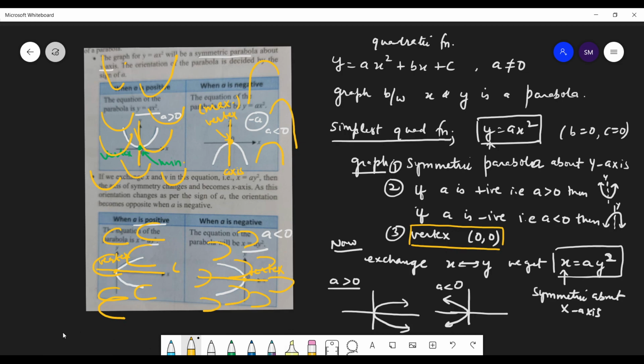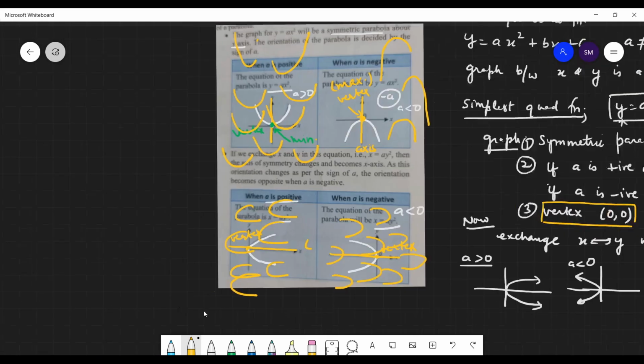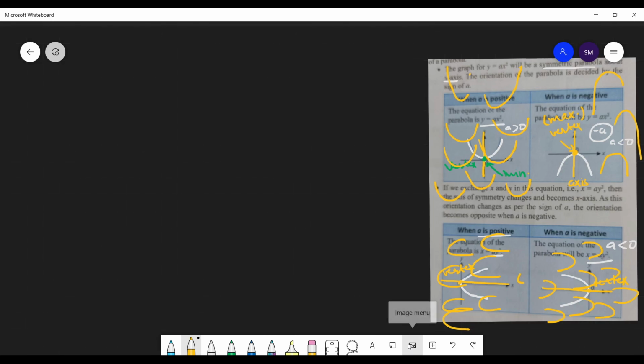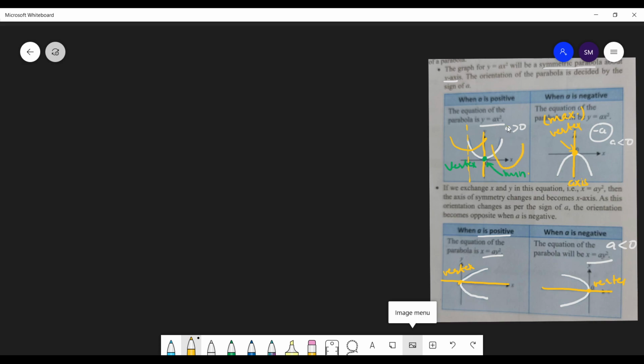So now, how to find the vertex of the parabola? So how to find the vertex? If you have taken this graph, suppose you move it here, where is your axis? That's your axis. If you have moved it over here, where is your axis? That's your axis. Okay, so this is the axis of symmetry.